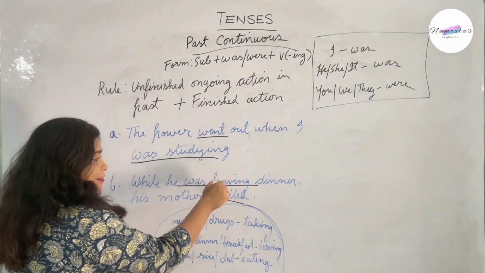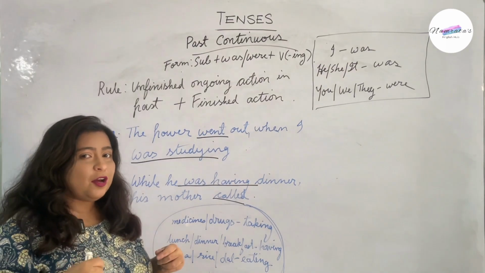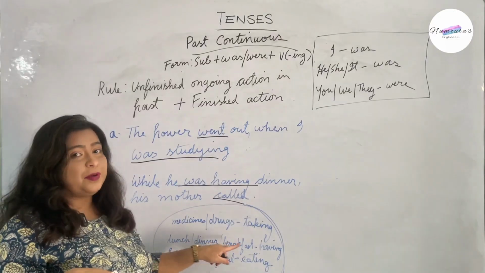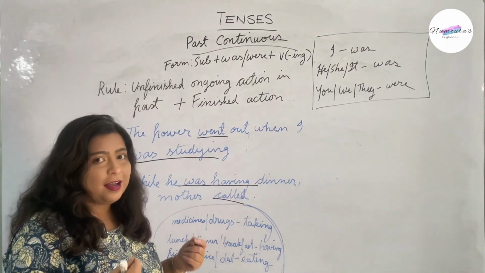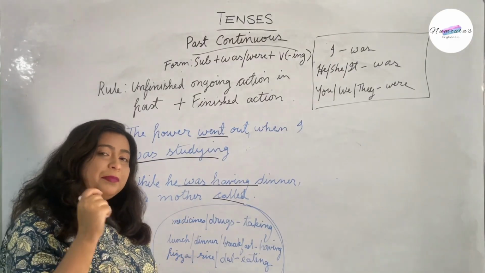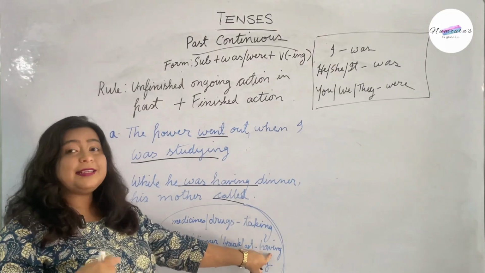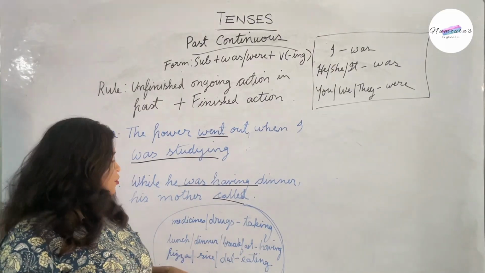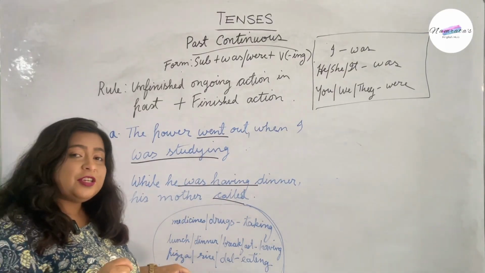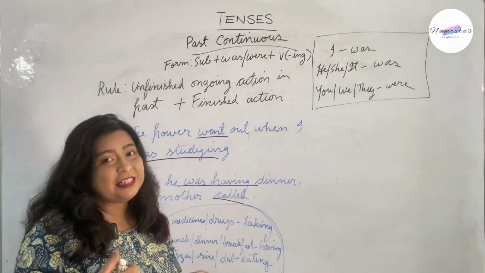Now, why having? Why not eating? This you have to remember. In case of medicine or drugs, we use taking. I am taking medicine. In case of lunch, dinner, breakfast, when I'm saying that I'm having lunch, I am not mentioning the food item. It can be anything. So when we are not mentioning the particular food item, we are only saying lunch or dinner or breakfast, we are saying having. I'm having dinner. I'm having lunch. So here, while he was having dinner, not eating dinner. And when we are mentioning the food item like rice or dal or burger or pizza, we are using eating. I'm eating rice and dal.